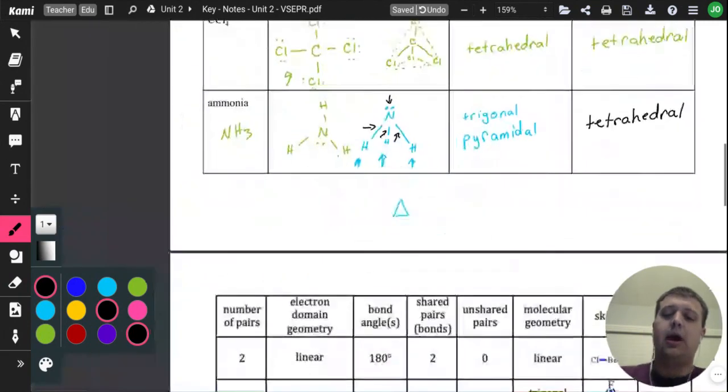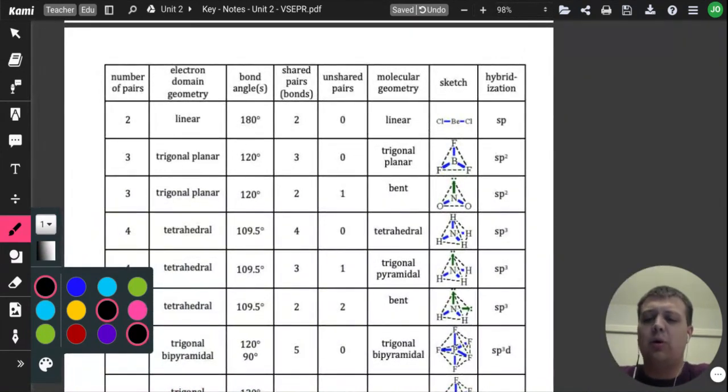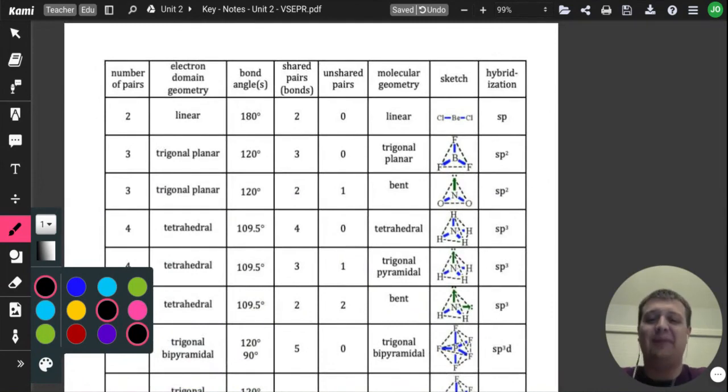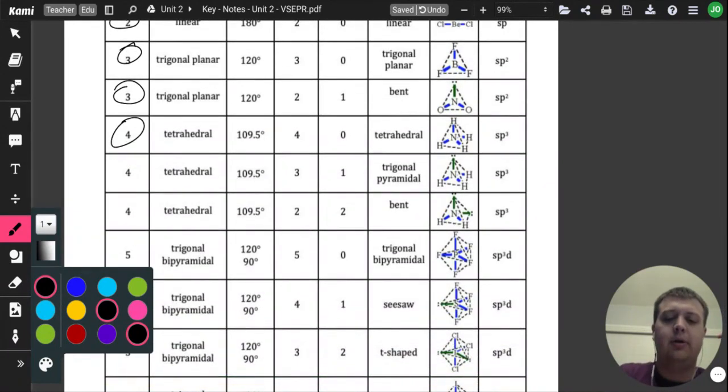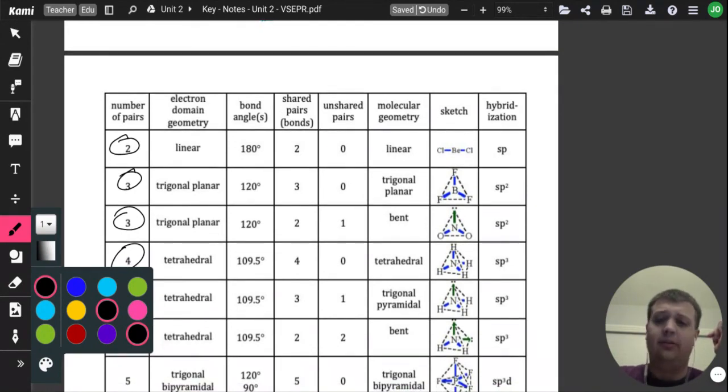Okay? Now, real quick, this is all of those geometries written out with little diagrams so you can see them, and it shows you a little bit more than you actually need to know currently. So, again, how many things are attached to my central atom is over here with our numbers of pairs. Electron domain geometry is basically just counting how many things are attached to that central atom. Bond angles are just kind of helping you with drawing those shapes, making sure they're looking in general 3D.